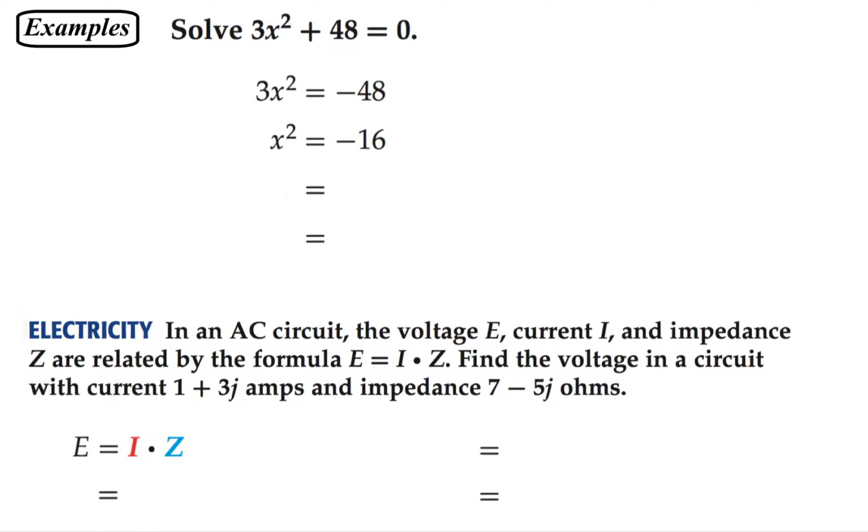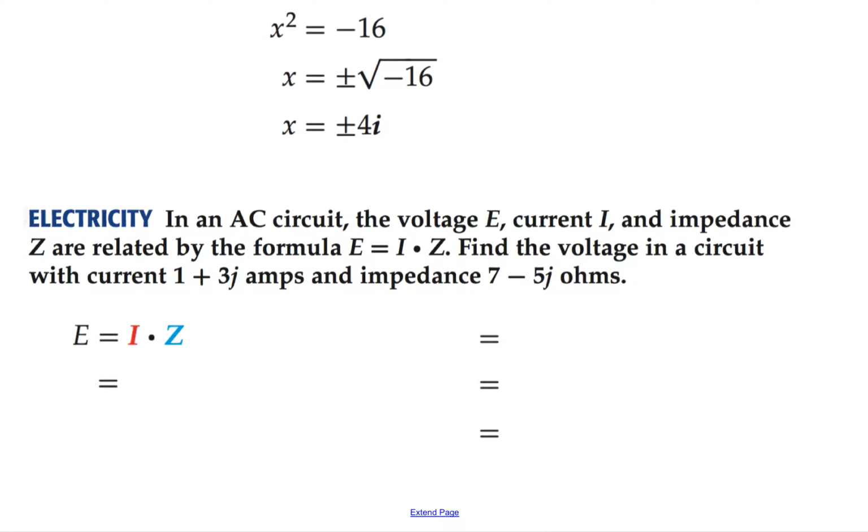Now when I take my square root of both sides, we're always going to have two values here. We're going to have a positive and a negative value. And remember, this negative right here is going to come out as the letter i. And so we'll have i times the square root of 16, plus and minus i square roots of 16. And the square root of 16 is 4. So x is equal to plus and minus 4i.